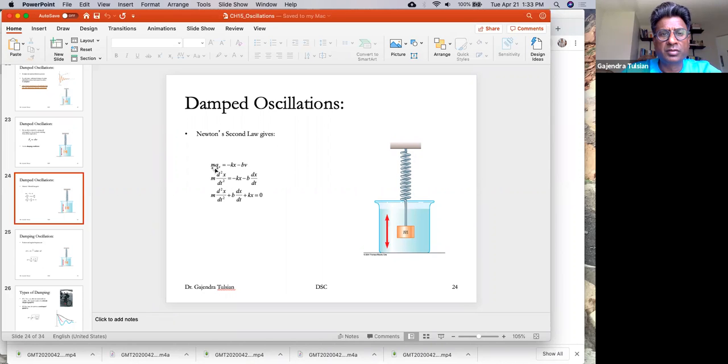Okay, so m d square x by dt square is minus kx, and the velocity of this object is dx by dt. Okay, and we'll bring this term to the side: m d square x by dt square plus b dx by dt plus kx equal to 0.